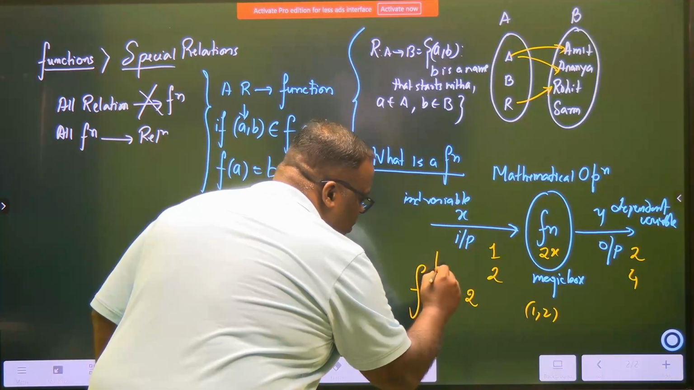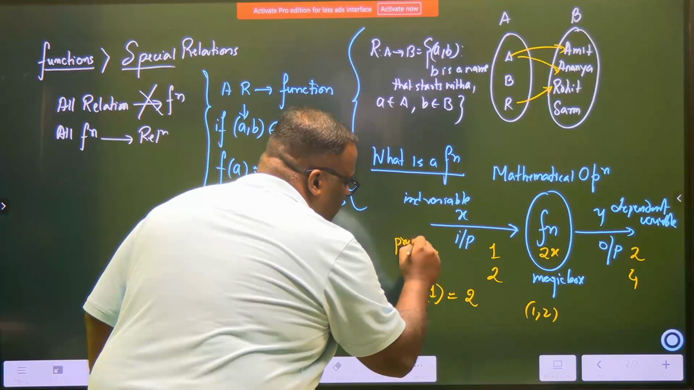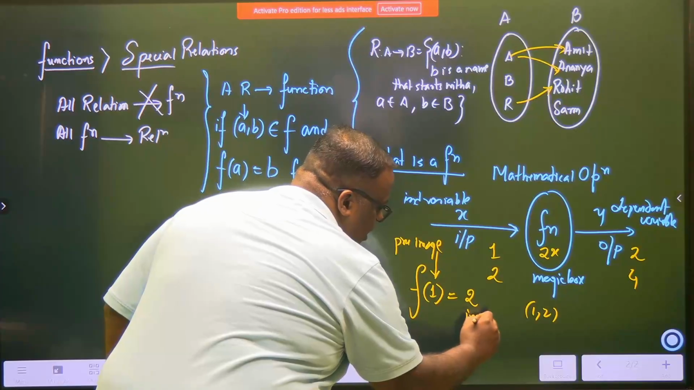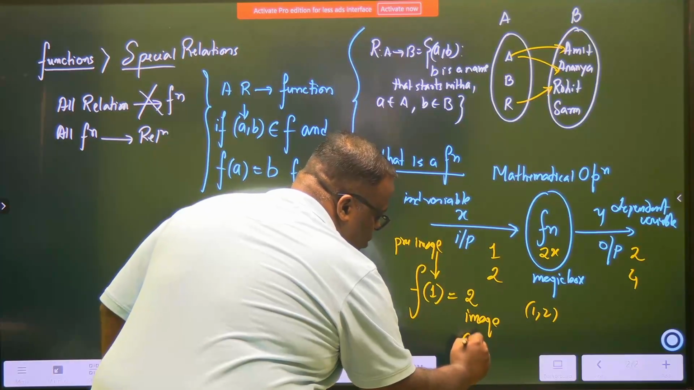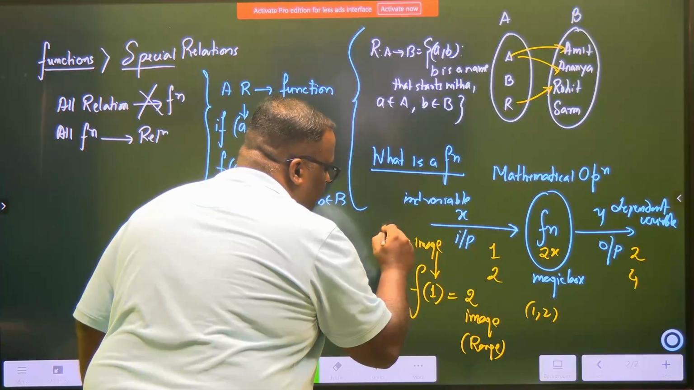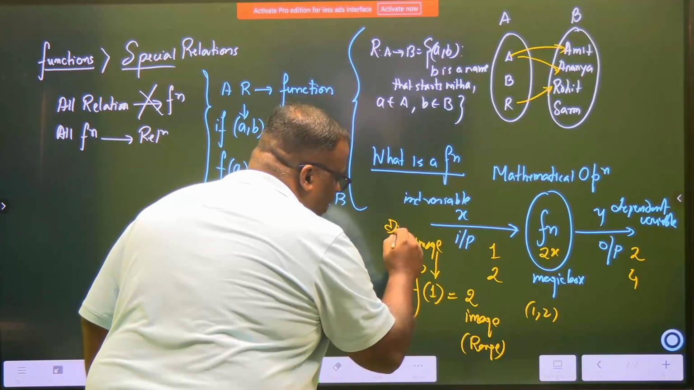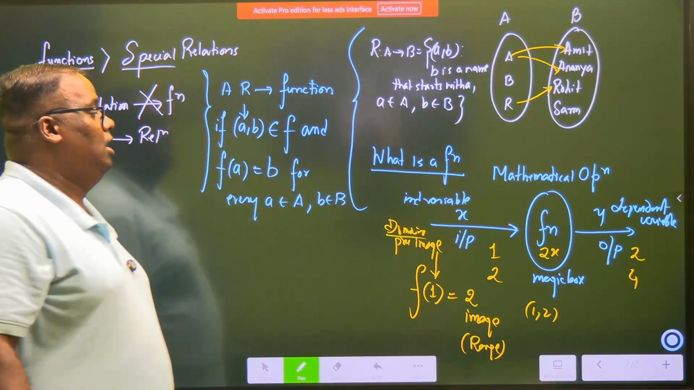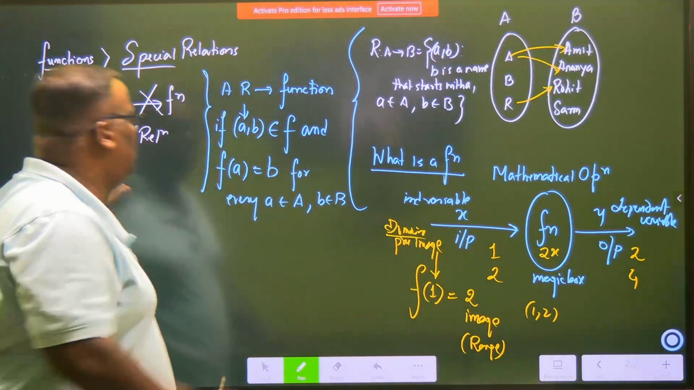This is known as my pre-image, and this is known as my image. In other language, we also call this our range, and this will be forming a part of the domain. This will be forming a part, not one, the entire, all possible things. We'll come to that. So the function value of 1, this is what we are trying to say.